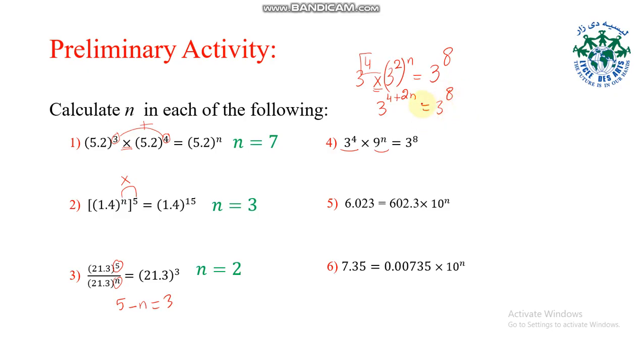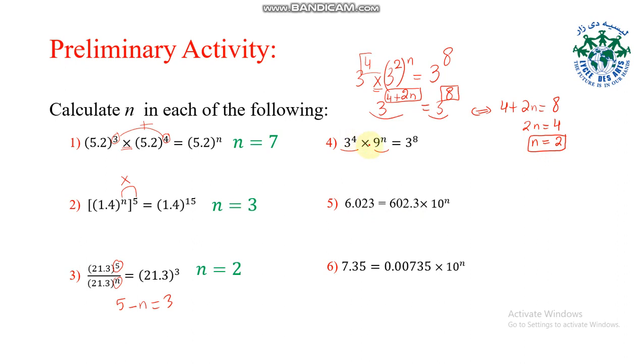Now how can we know the value of n? If you look carefully at this equation, we have the left side and the right side. If you compare them, we can notice that they have the same base. Since they have the same base and they are equal, the exponent of the right side must be equal to the exponent of the left side. So this is equivalent to saying 4 plus 2n equals 8, and 2n equals 8 minus 4, which is 4. Dividing by 2 on both sides, we get n equals 2.